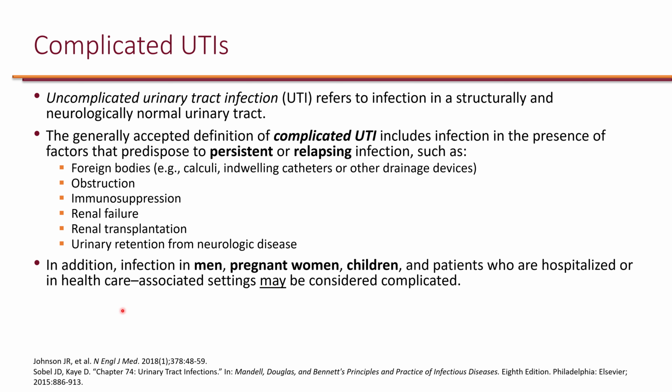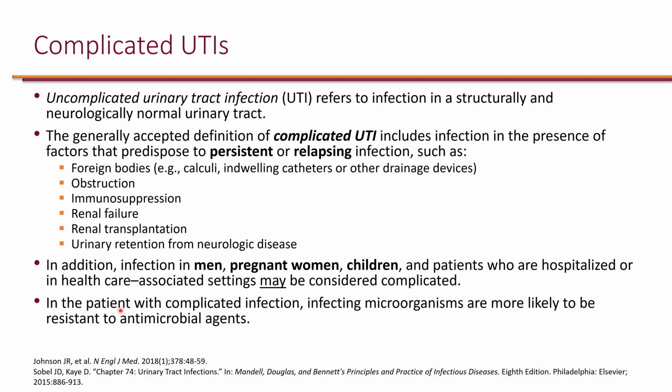In addition, infection in men, pregnant women, and children, and also patients who are hospitalized or reside in healthcare facilities, may be considered complicated. And more importantly, in patients with complicated UTIs, infecting microorganisms are more likely to be resistant to antimicrobial agents. And that's primarily because of these risk factors. The patients are more likely to have been exposed to antibiotics for other reasons, for other complications that they may have had. So these bacteria are more likely to have had a chance to develop resistance.